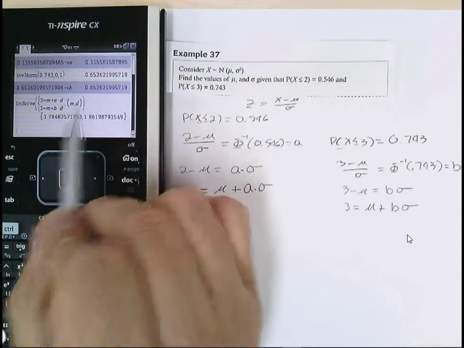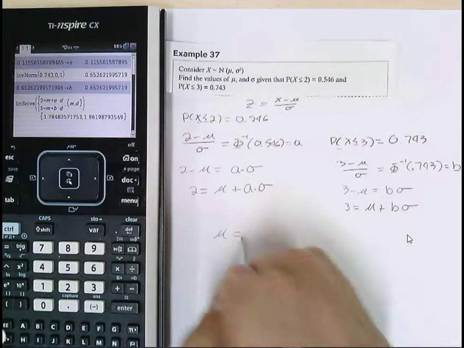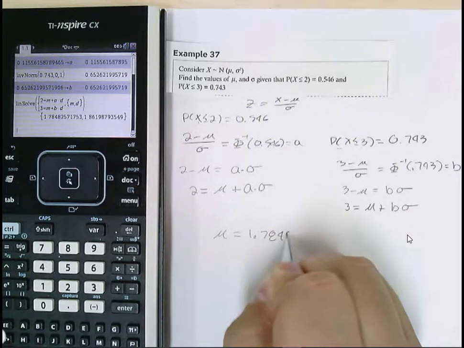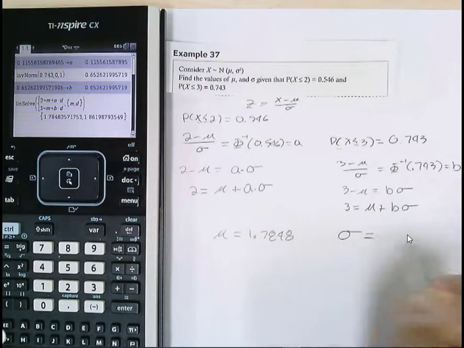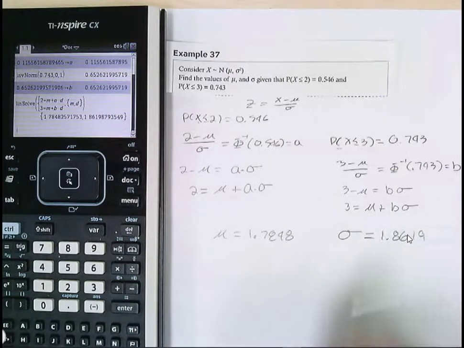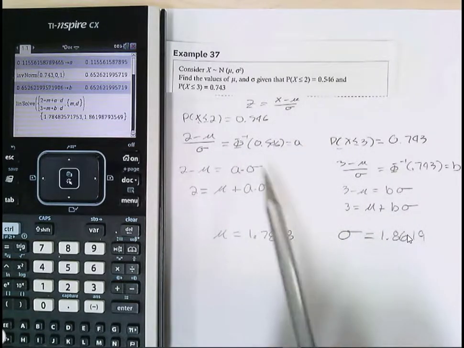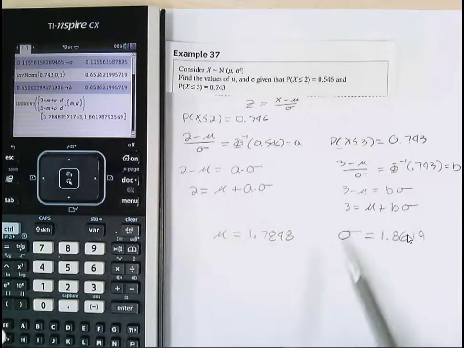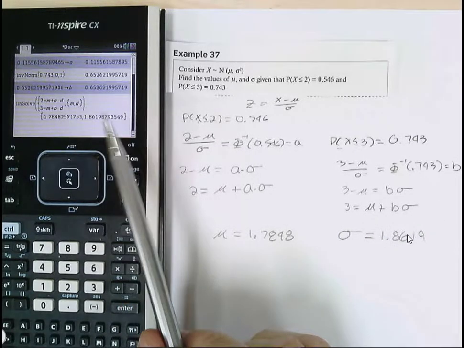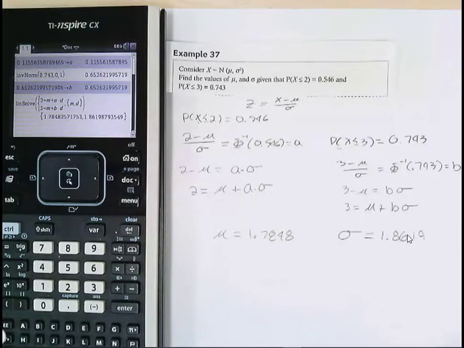So my mean comes out to be 1.7848 approximately, and my standard deviation is 1.8619. And there you go. I used a calculator to solve all this. I normalized it, and I was able to solve equations. I had a system of equations. You could have done it by hand in other ways, but here's the way I do it, and it gets done pretty quick. Thanks, guys. Sounds good.